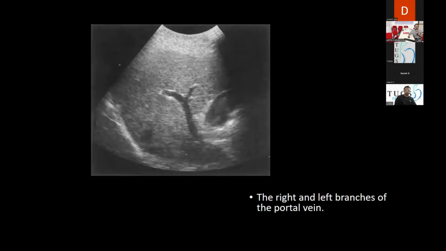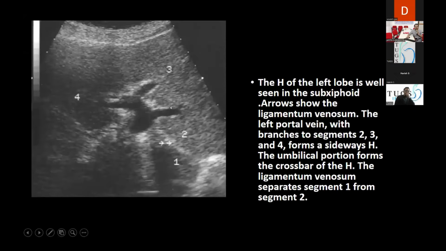So on ultrasound, that's the main portal vein and the right and left branch of the portal vein. Now, that's the left branch of the portal vein, which forms an umbilical portion. It's like the H. And that's the segment 2 branch of the portal vein. That's segment 3. This is 4B.